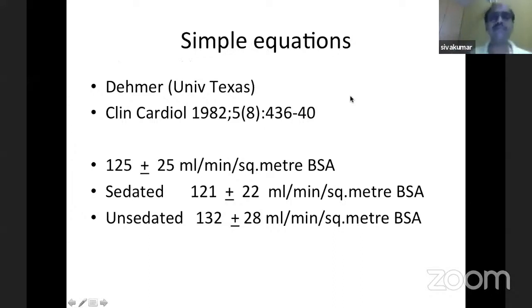There are some other simpler equations. Everybody wants something very simple. So from the University of Texas, there is a Dermer formula, which is 125 plus or minus 25 ml per minute per square meter body surface area. Whenever the patient is sedated, they found it is 121 ml, and whenever the patient is fully awake, it is 132. So let us go to this simpler formula: 125 ml per minute per square meter body surface area.